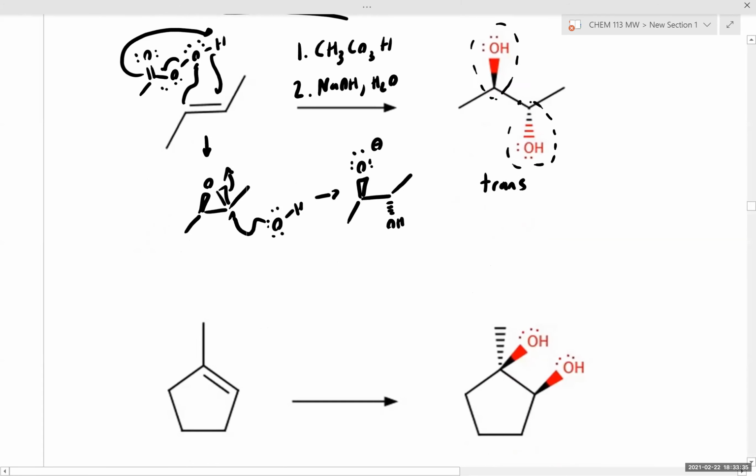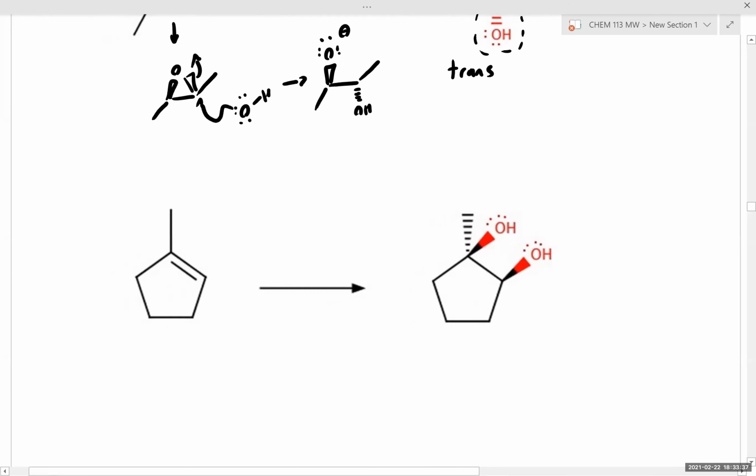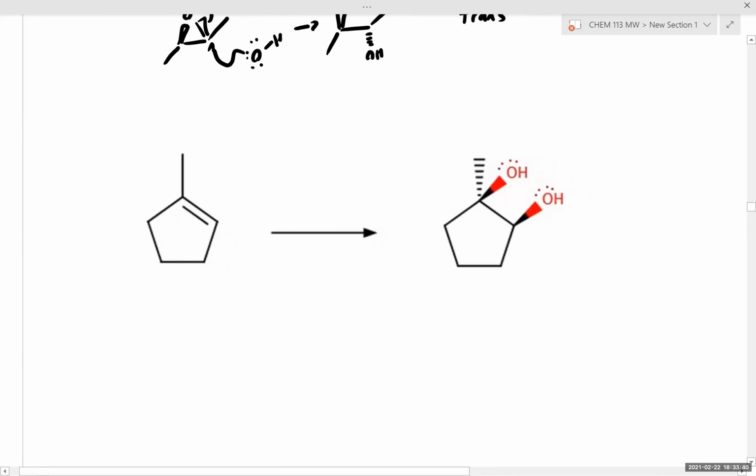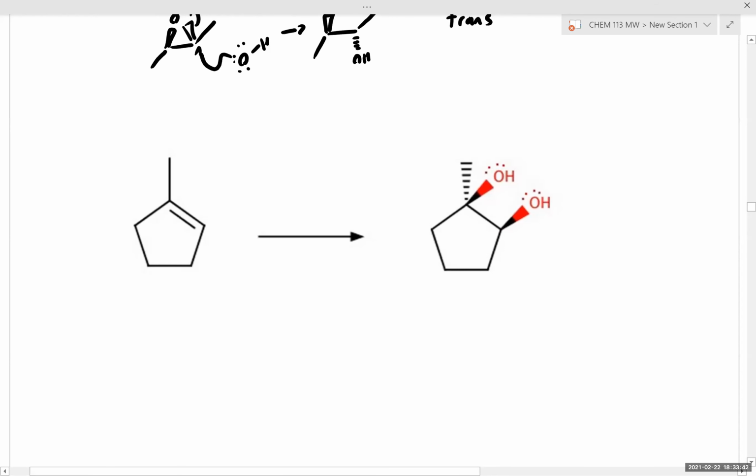Okay, let's look at this next example. We have the following reactant, and we want to generate the following product. So what conditions would we have to use?